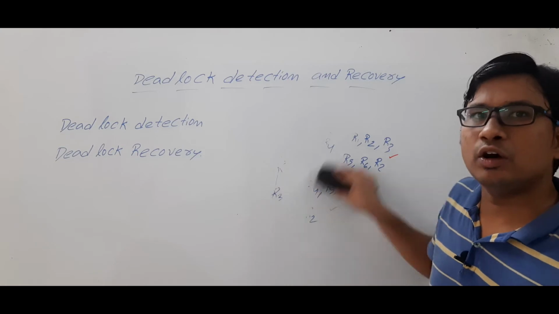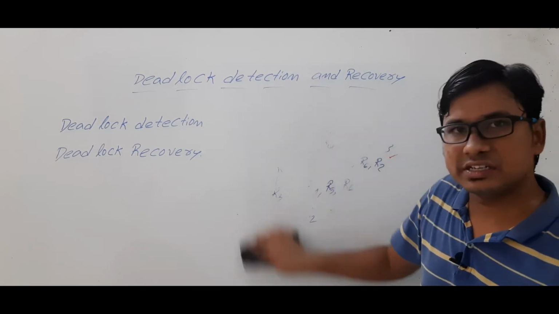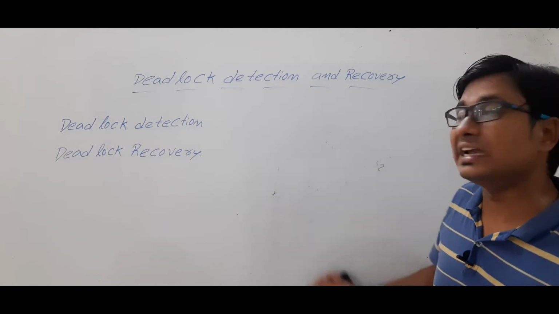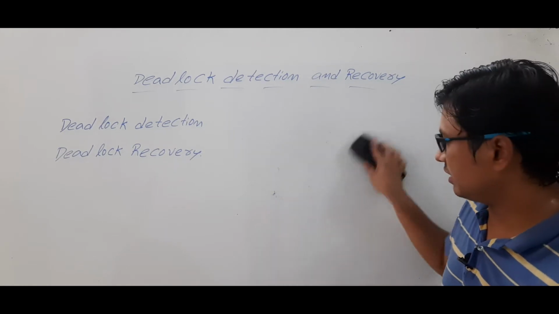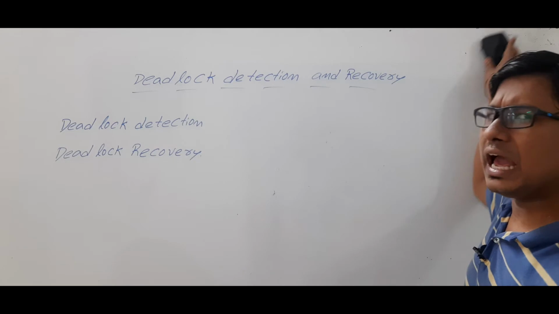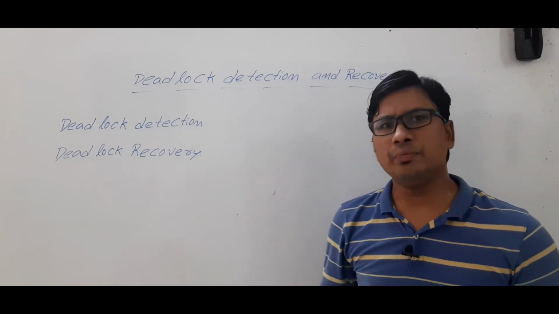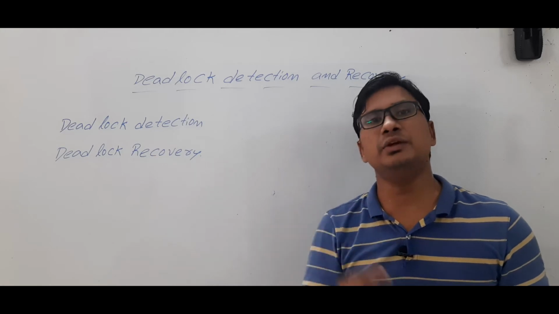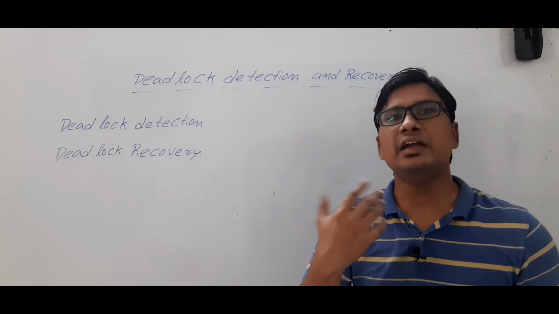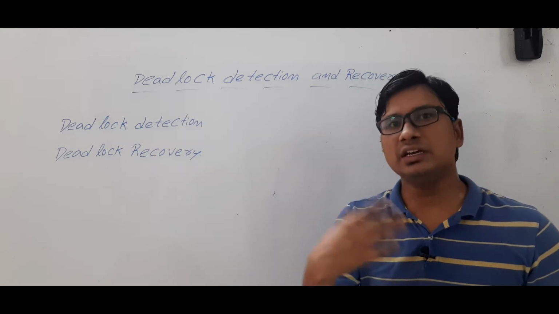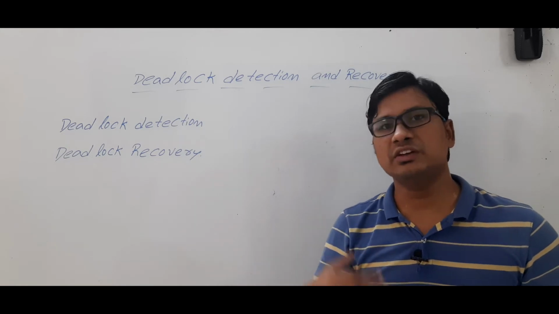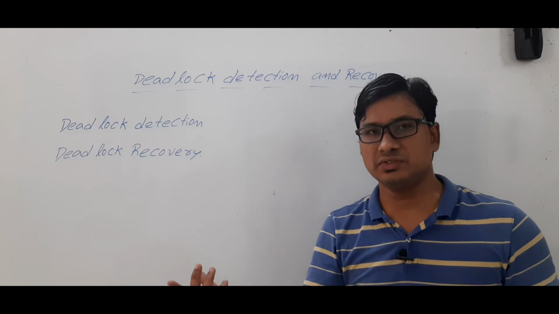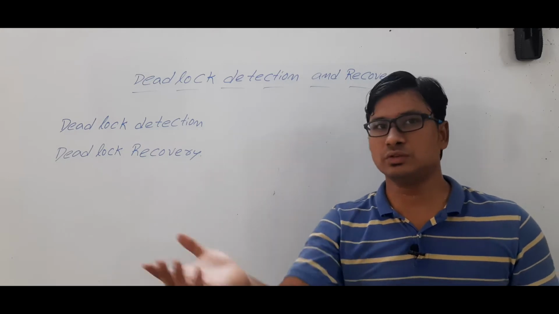Then coming to the deadlock avoidance, we have discussed about the banker's algorithm. The next one is the deadlock detection and recovery. What is the meaning? You will allow the deadlock. In deadlock prevention, what you are doing? You are not allowing the deadlock by disabling any one of the necessary conditions. In deadlock avoidance, while allocating the resource to any process, you are checking whether the system is in safe state or not. If the system goes to the unsafe state, you will not allocate the resource to the process.